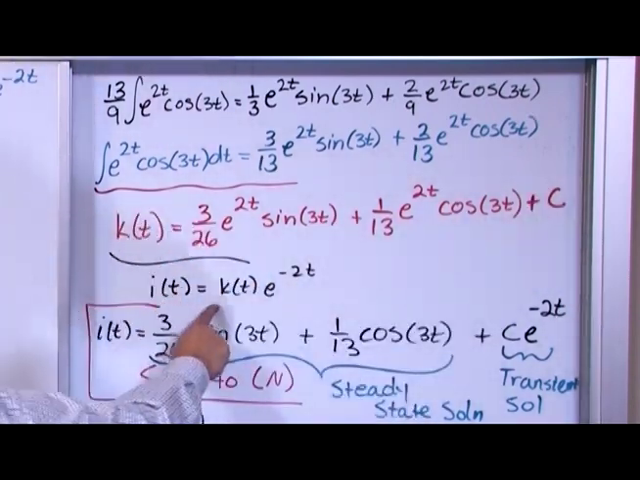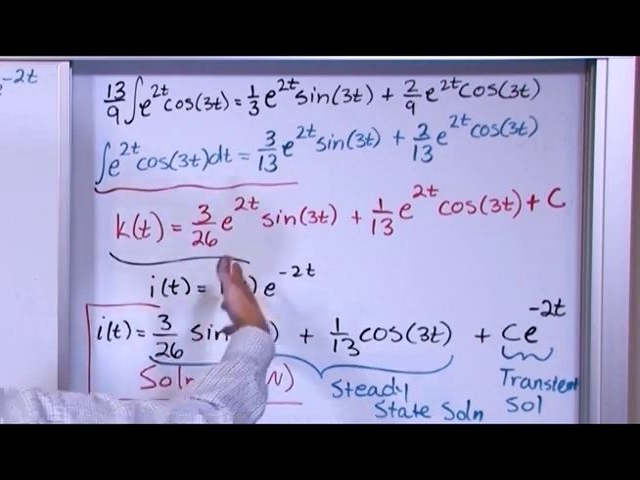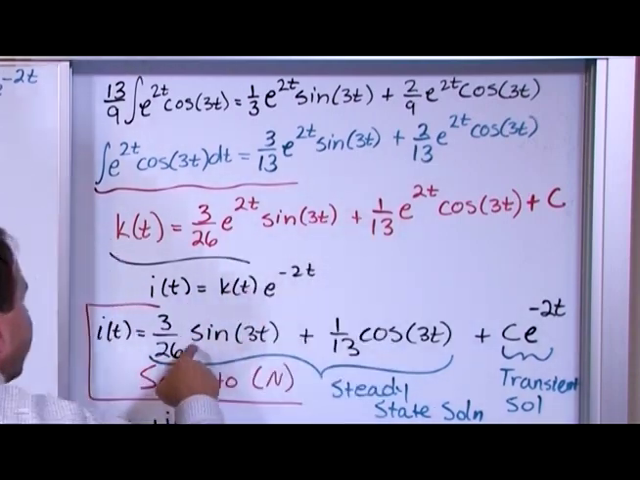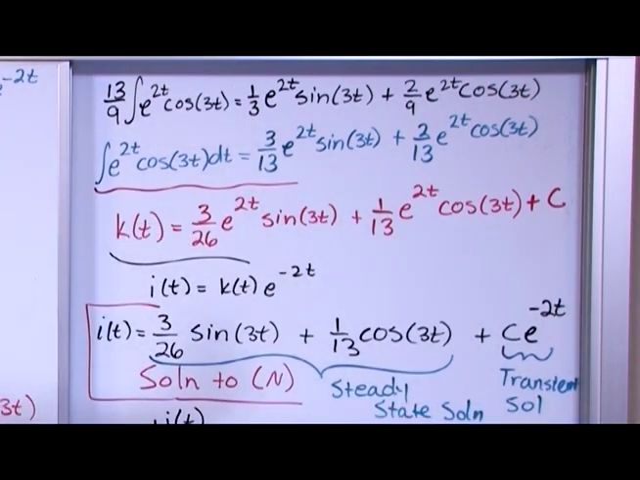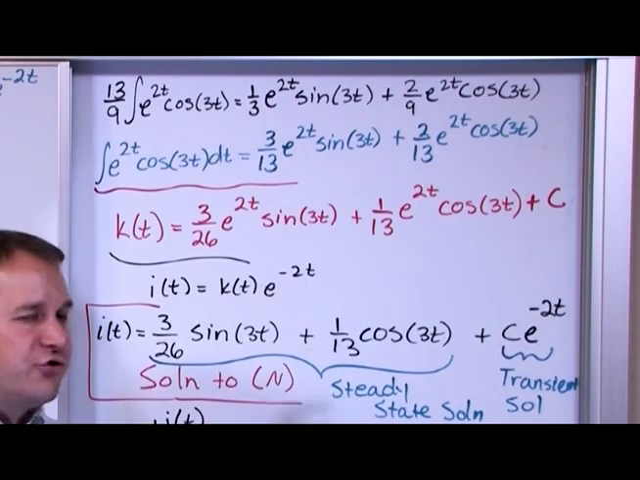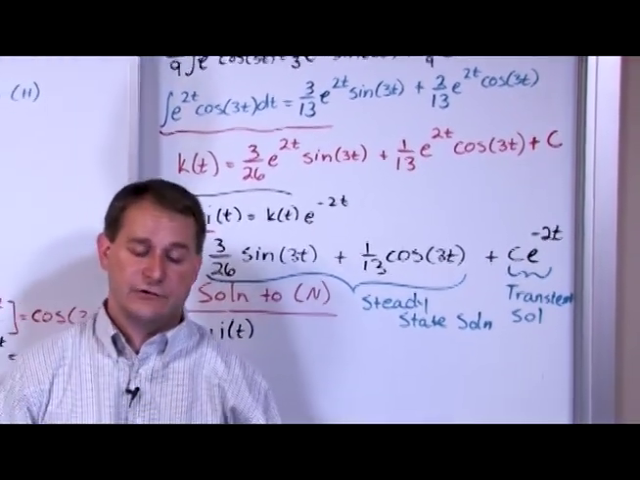Stick k of t back in our solution for I and do the multiplication, get rid of a lot of these exponentials, and we end up with something like this. And you should expect one constant of integration in the end because it's a first order differential equation. If we had an initial condition, we could find that, but this problem was long enough, we didn't need to do that. And so we find out that we often have these transient solutions and these steady state solutions.